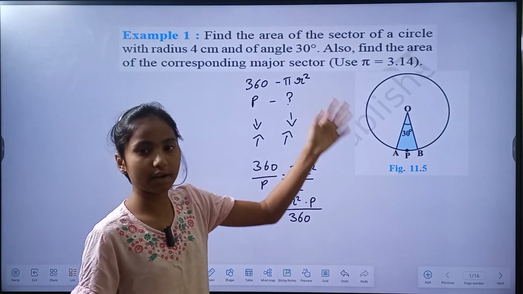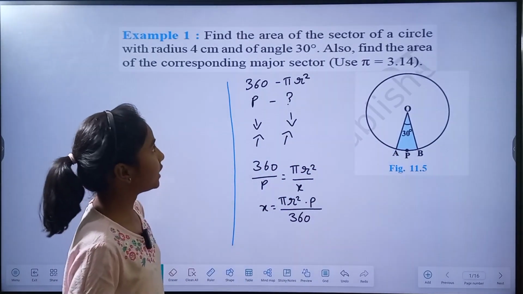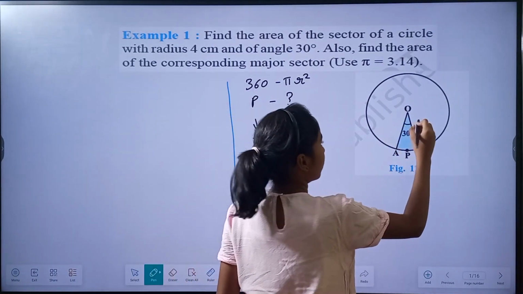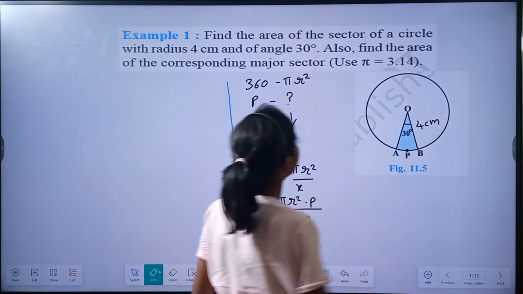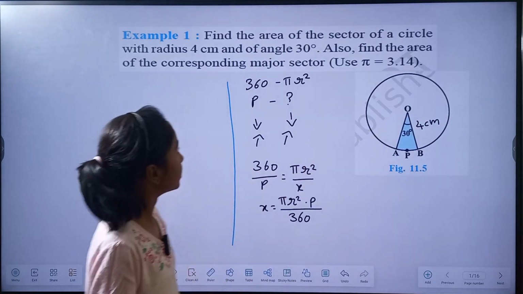Now let us find what they have given and what they have asked. The area of the sector of a circle with radius 4 cm. So OA equals OB equals 4 cm, and the angle is 30 degrees, so this angle equals 30 degrees.